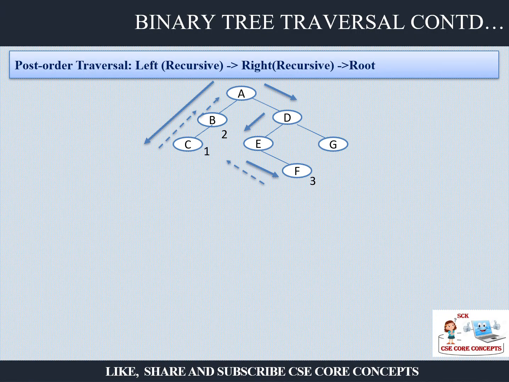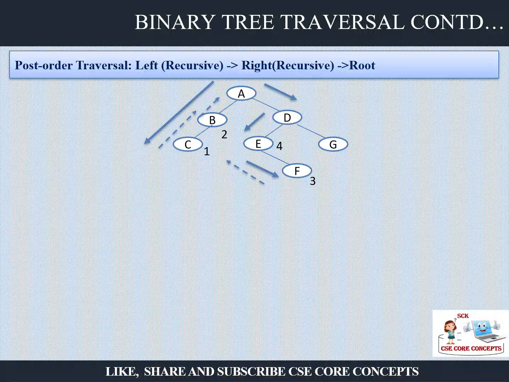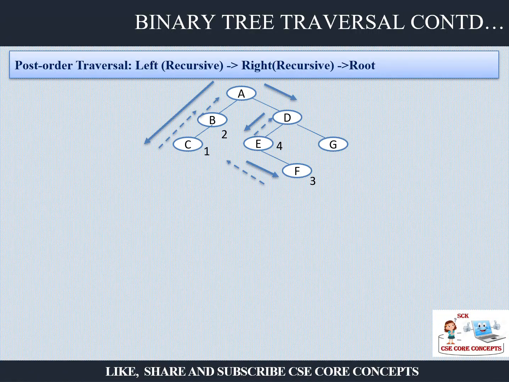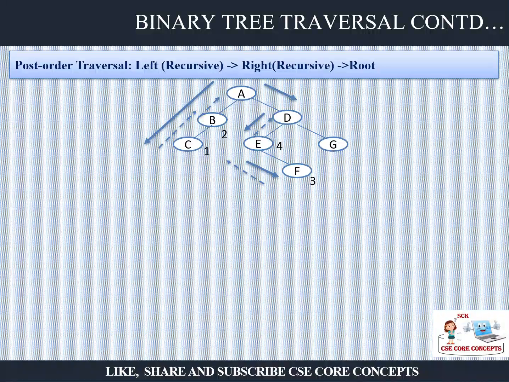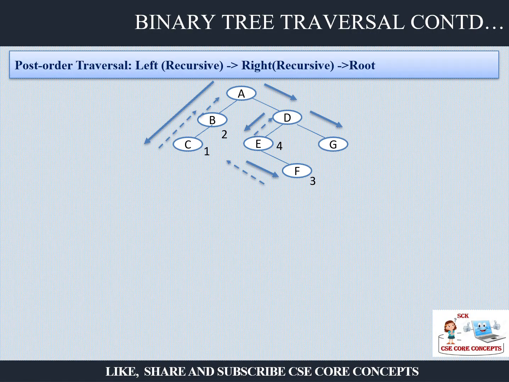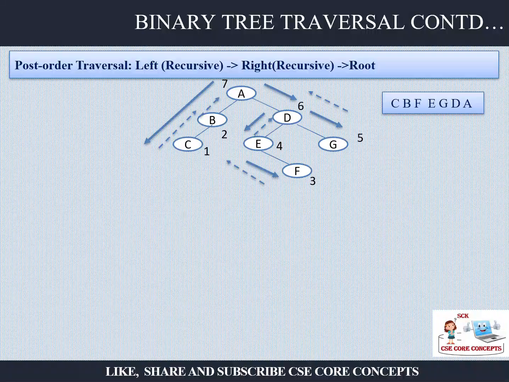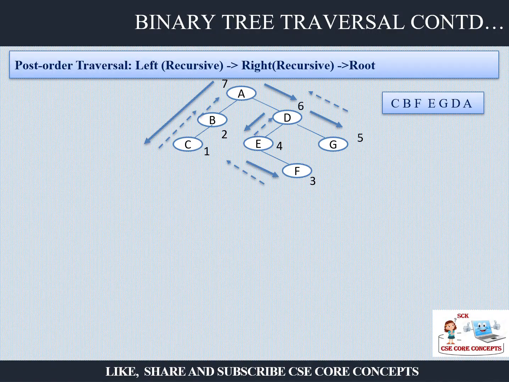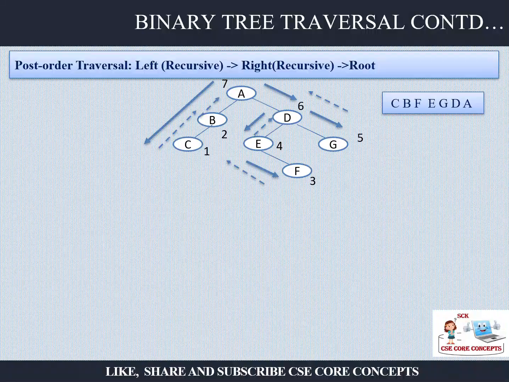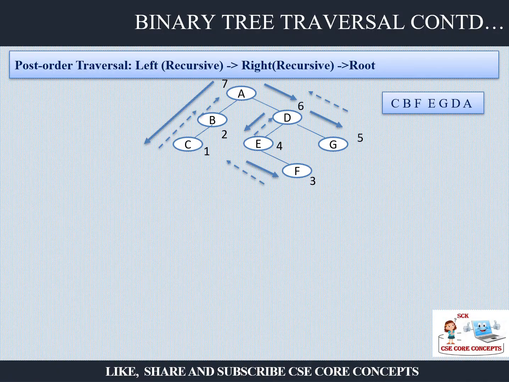Then we will again come back to the root node, that is E. So that element will be traversed. Again go back to your root element, that is D. But D is a root which has a right branch. So we will first traverse that right branch G, then we will visit the root, that is D, and at the end we will visit the root of the tree, that is A. So here the traversal is in which way? C, B, then you have F, E, then G, D and A.